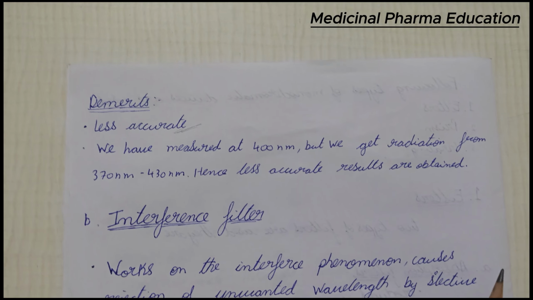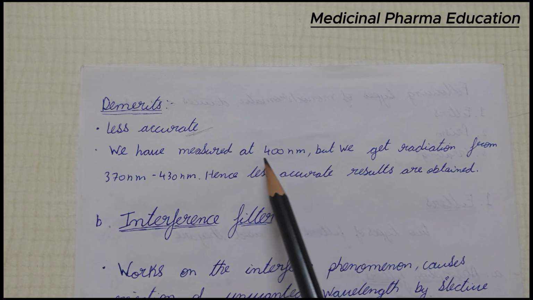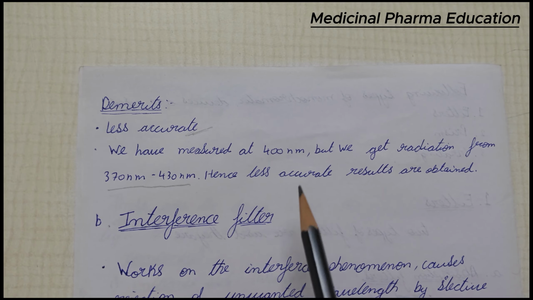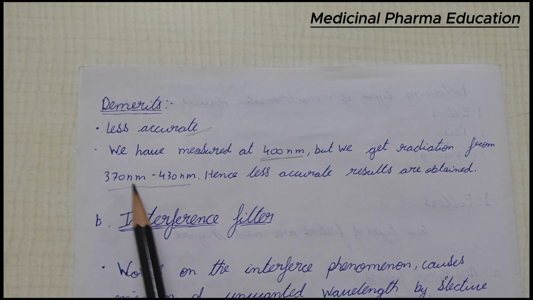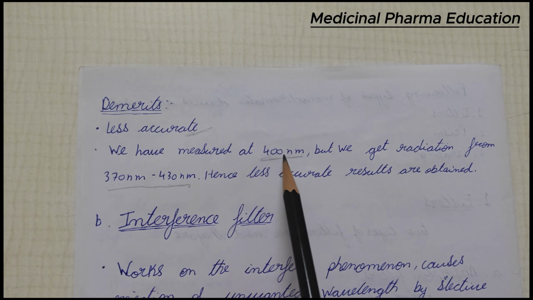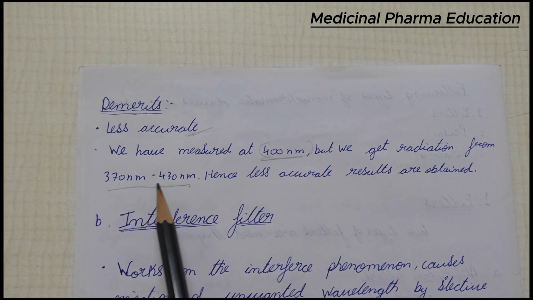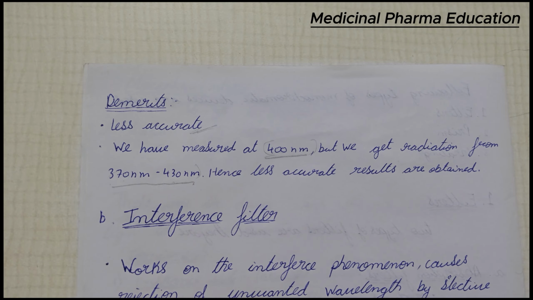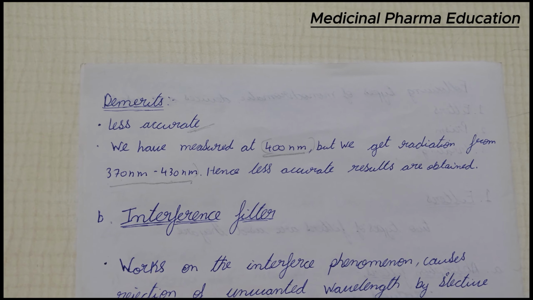Next we'll see the demerits. The main demerit is that it gives a particular range. It does not give a particular wavelength. If we want to measure at 400 nanometer, it gives 370 to 430 nanometer, but we want only 400 nanometer. Since there is a range, it is less accurate, and this is the major demerit of absorption filter.